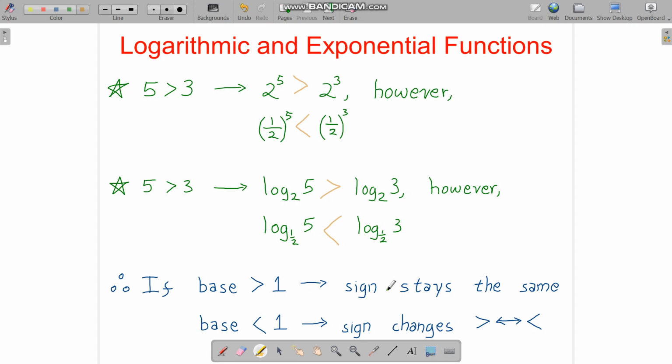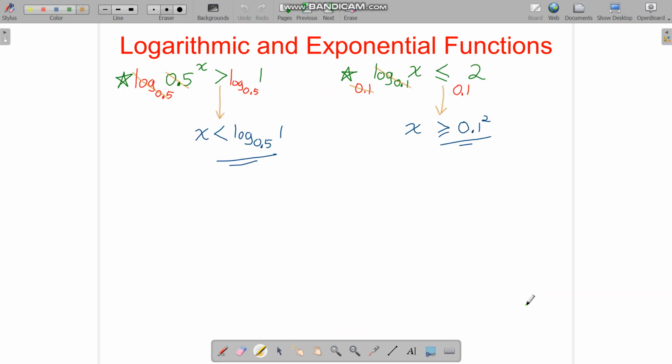So in conclusion, if the base is bigger than 1, the sign stays the same, but if the base is smaller than 1, the sign changes. Bigger becomes smaller, smaller becomes bigger. For example, we have 0.5 to the power of x is bigger than 1. So if we log both sides, log base 0.5, we can cancel out, we get x, but the sign changes. Now it is smaller than log 1 base 0.5.